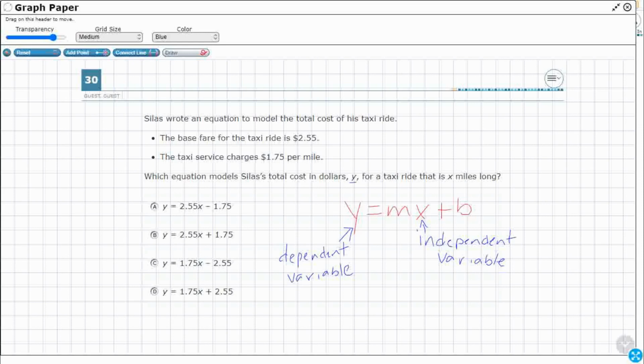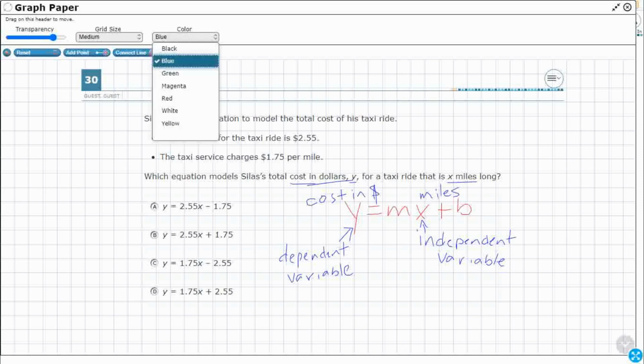So it says y is dollars. Okay, so total cost in dollars. All right, so that's what we're dealing with here. That's the y. The x is miles. All right, so for a taxi, right, you get charged per mile, but there's some extra things in there. So this b, this is what we call the y-intercept.